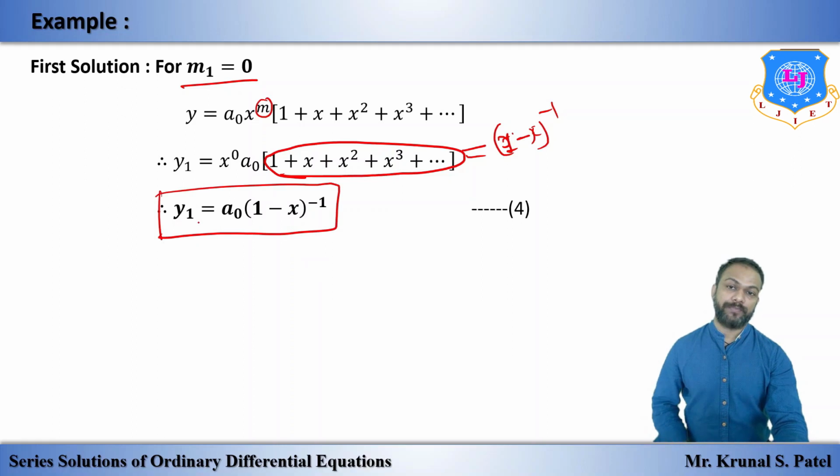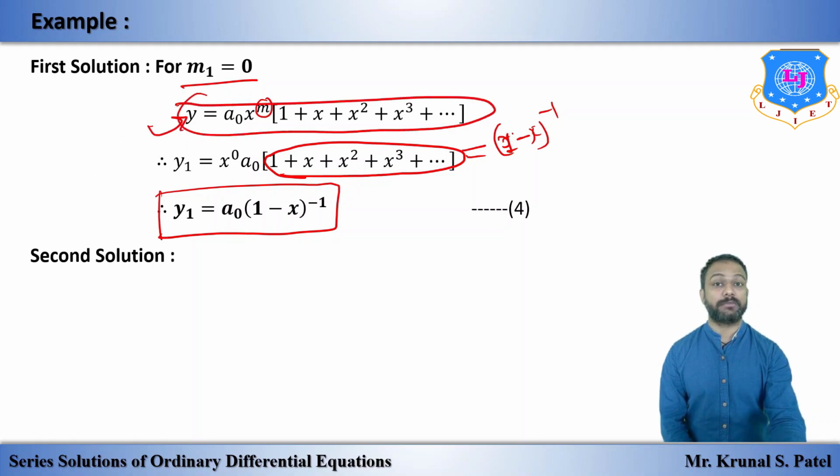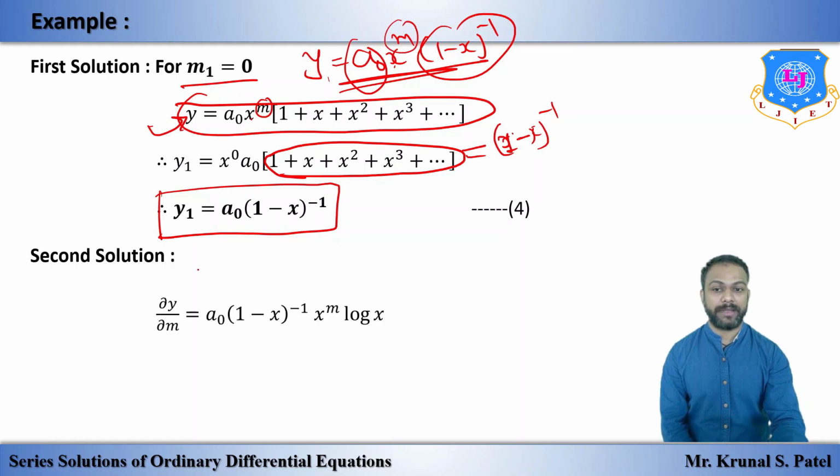Now as I told, we have to find the second solution, and for that we will just differentiate this y, equation number 4 that we already obtained, with respect to m partially. Okay, so x becomes constant. So we can write y as a0 x raised to m times 1 minus x raised to minus 1. Yes, we can write. So we'll differentiate this term. So a0 is constant, this is also constant, and we have x raised to m, where m is our variable. Okay, so del y by del m is this constant, and the differentiation of x raised to m is x raised to m log x.